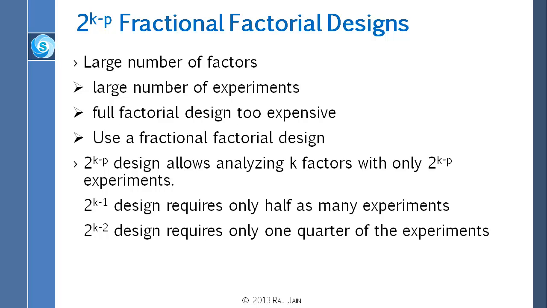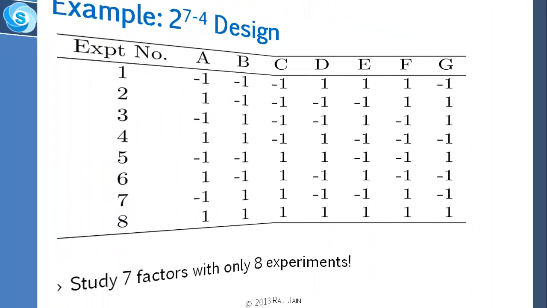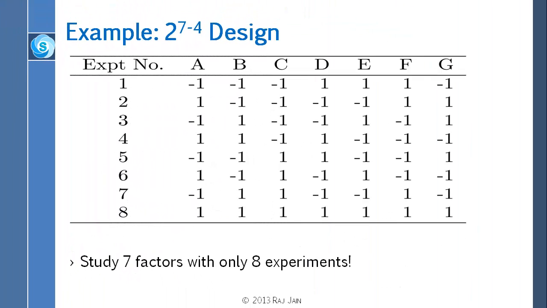So here is a 2 raised to 7 minus 4 design. So how many factors are there? 7. And how many experiments are we doing? 8. So we are going to analyze 7 factors with 8 experiments. So these are the factors A, B, C, D, E, F, G. Now these are the 8 experiments, 1, 2, 3, 4, 5 to 8. And these are the values we are going to use. Alright? 7 factors with 8 experiments.